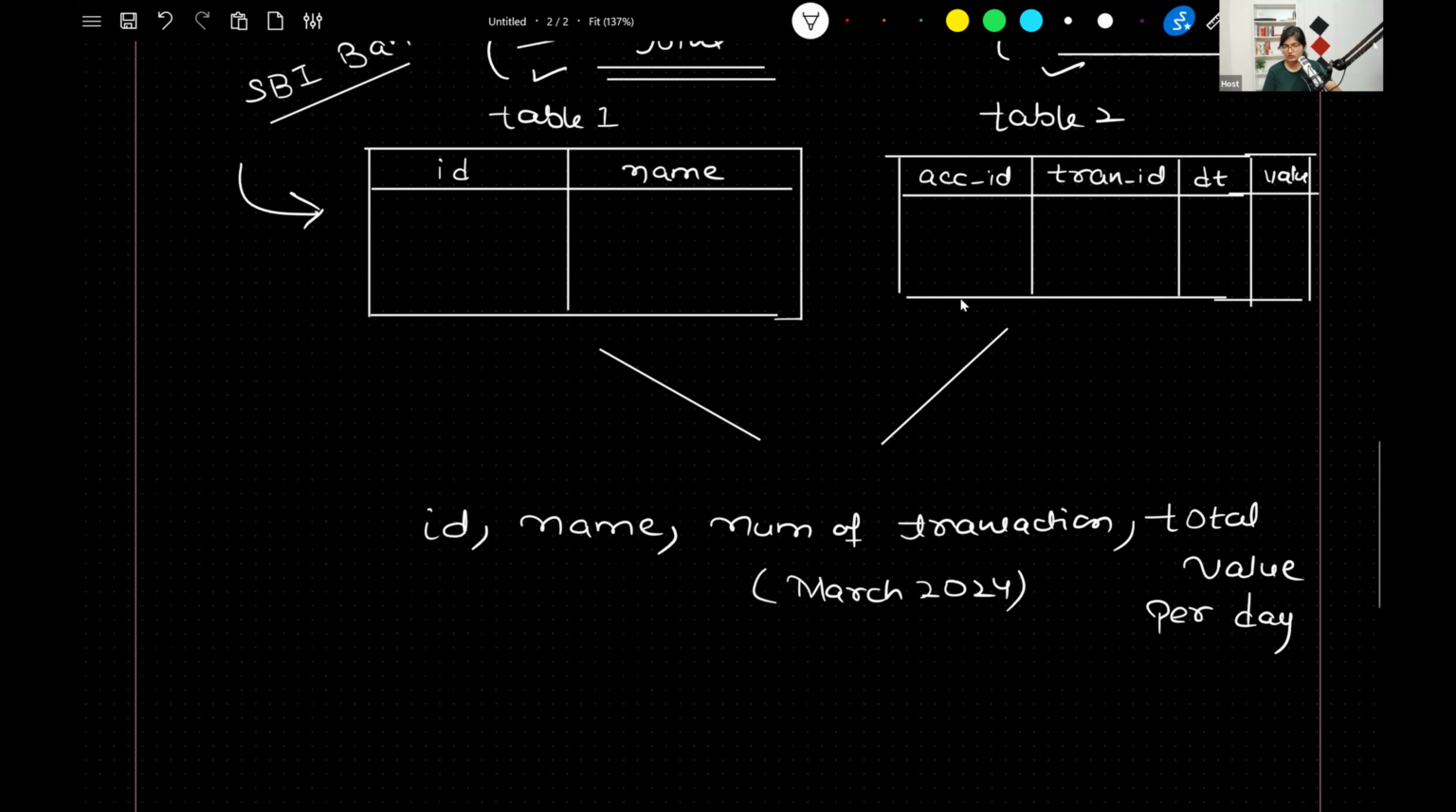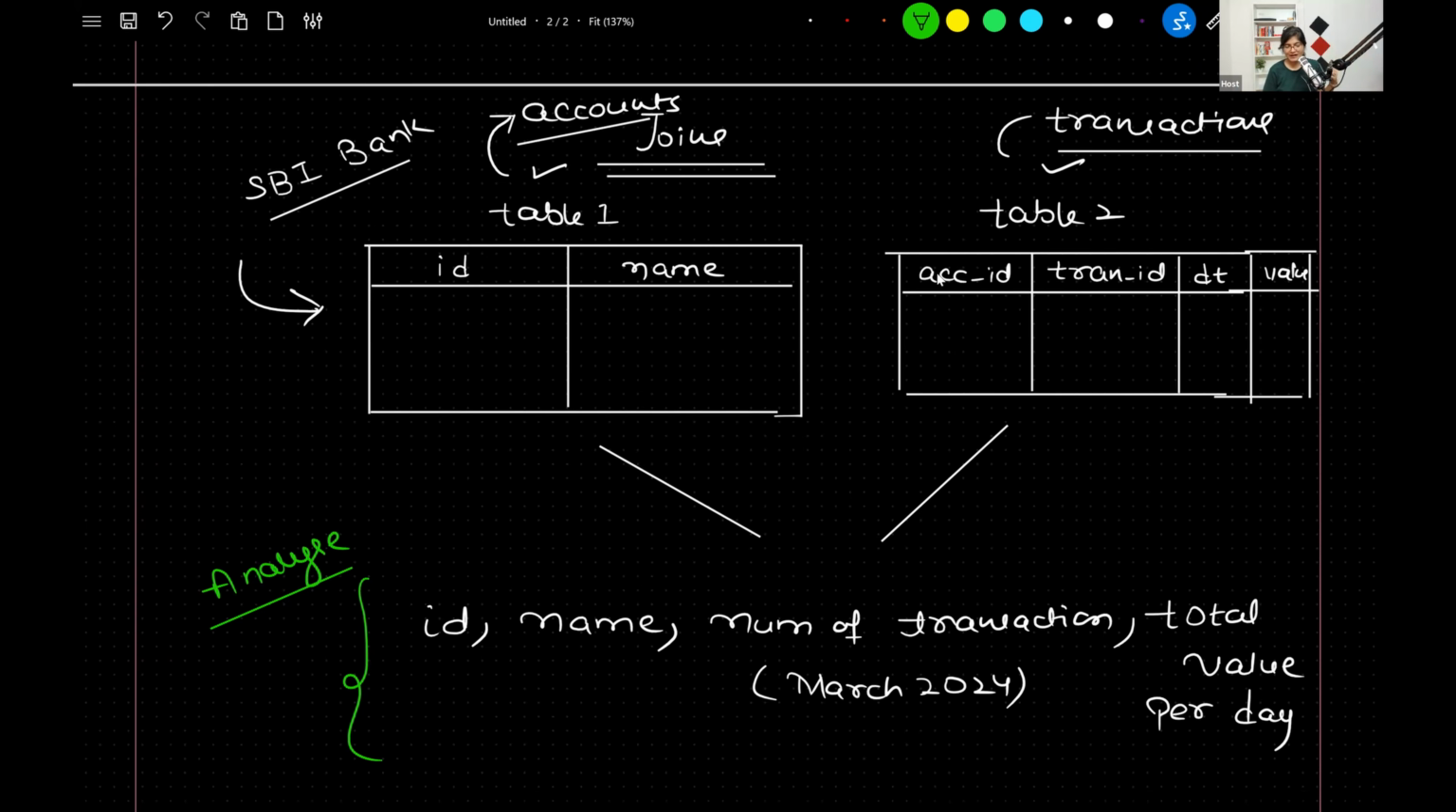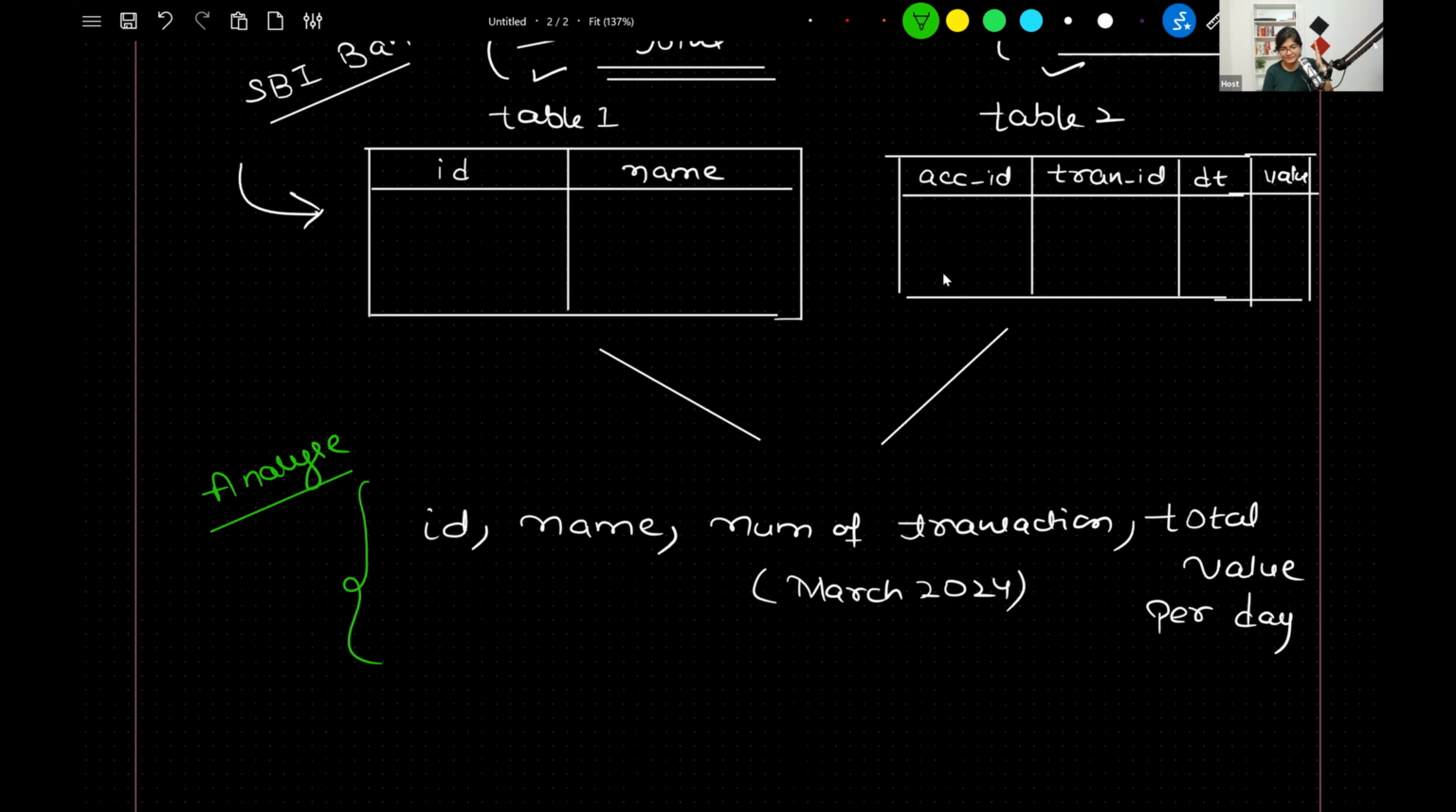right? Total value, I would say, per day, like how many transactions he is making. So in this case, how will you solve this problem? Now you have to understand that I want these 4 values, and I have to somehow join these two tables of accounts and transactions. Then only I will be able to analyze this data. With respect to a specific account ID, then account holder name, how many transactions in March 2024 on a daily basis, and how much value he is making, right? On 1st of March, 2nd of March, 3rd of March, 4th of March till 31st of March. Total value per day from the morning till the night.